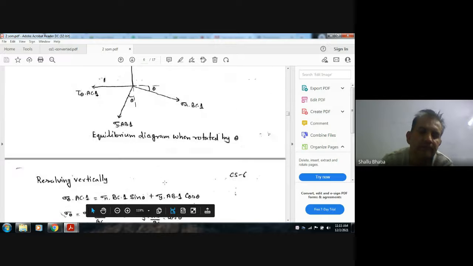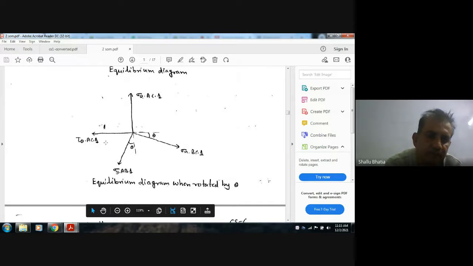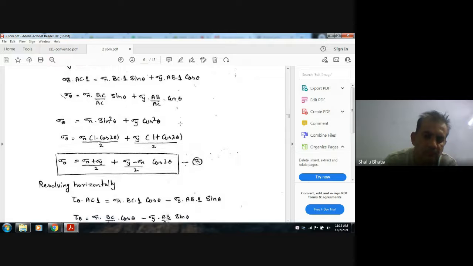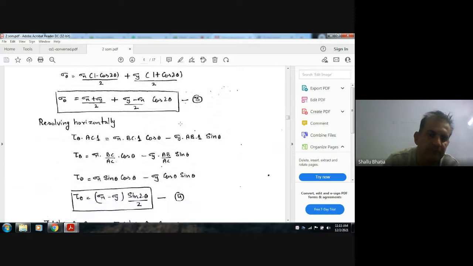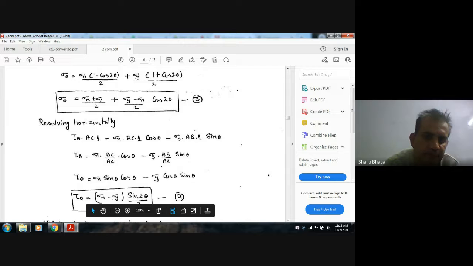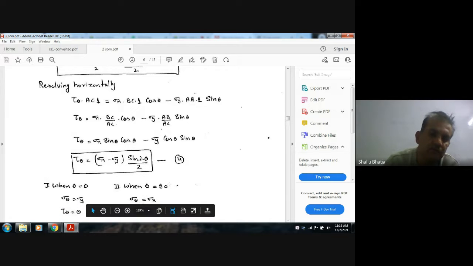Now resolving horizontally, the horizontal components are tau theta AC into 1, sigma y AB sin theta, and sigma x BC cos theta. So tau theta AC into 1 equals sigma x BC into 1 cos theta minus sigma y AB into 1 sin theta. BC by AC is sin theta and AB by AC is cos theta. So sigma x minus sigma y, you can take sin theta cos theta common, and sin theta cos theta is sin 2 theta by 2. Then tau theta is sigma x minus sigma y by 2 sin 2 theta.